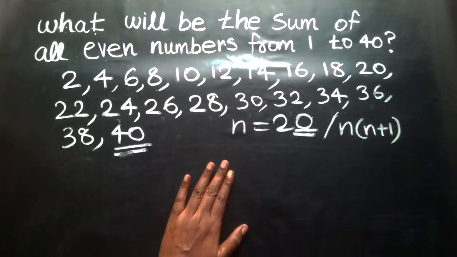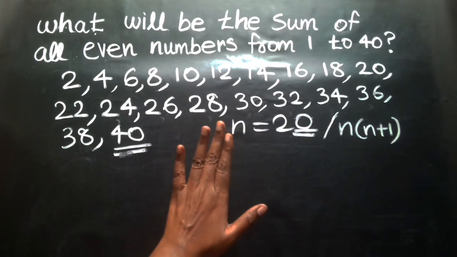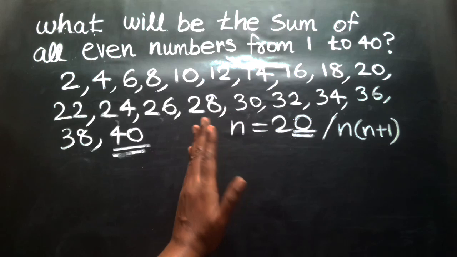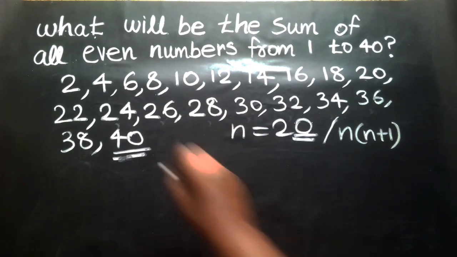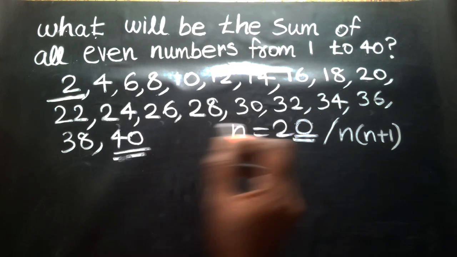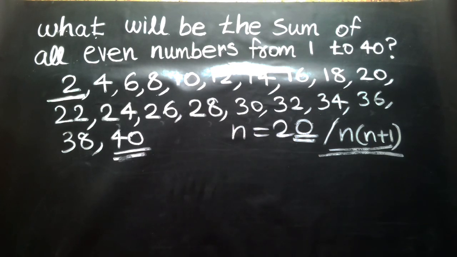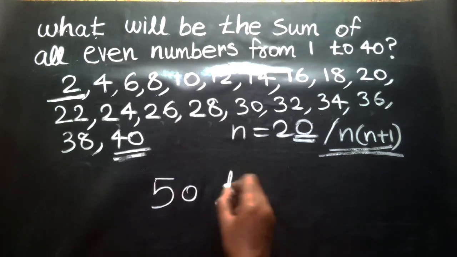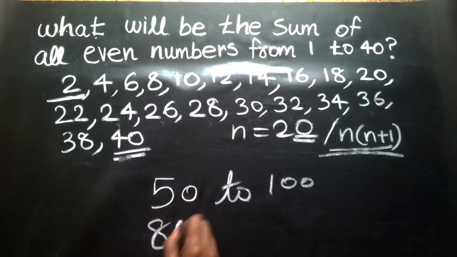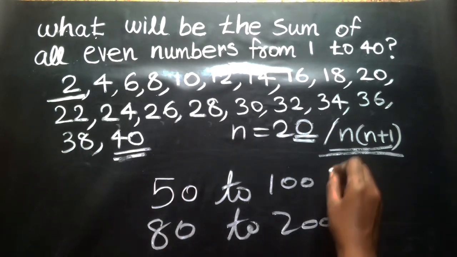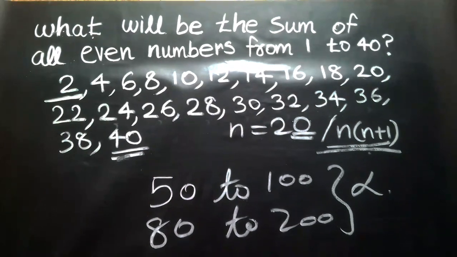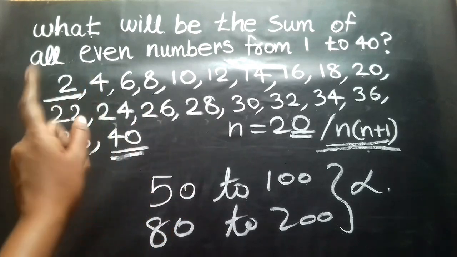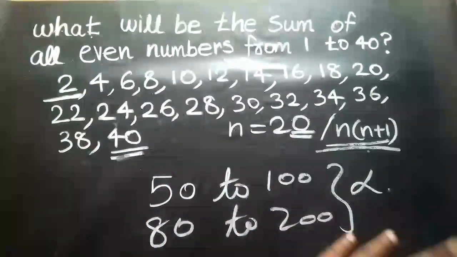One thing you need to remember while using the second method: you can apply it only when you have a sequence of consecutive even numbers starting from 2, or else you cannot use this formula. If you are asked to calculate the sum of all even numbers from 50 to 100 or else 80 to 200, you cannot apply this formula. So if you have consecutive even numbers starting from 2, you can apply this formula, n into n plus 1.